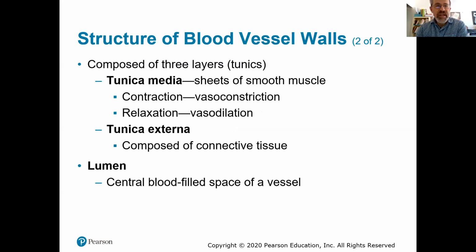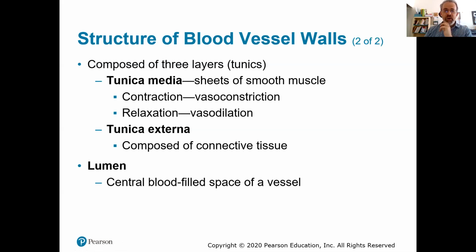The middle layer is known as the tunica media. Tunica media is made up of smooth muscle, and that smooth muscle is essential for regulating the size of the vessel. When the smooth muscle contracts, this causes a vasoconstriction, essentially reducing blood flow. When that smooth muscle relaxes, there's what we call a vasodilation, which allows for an increase in blood flow.